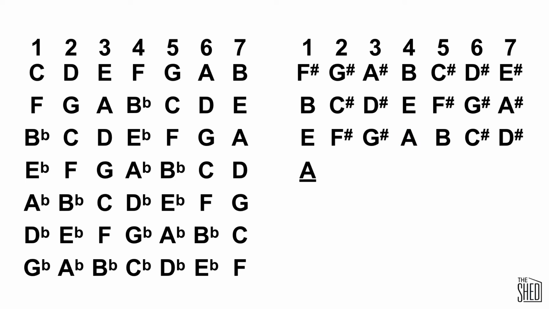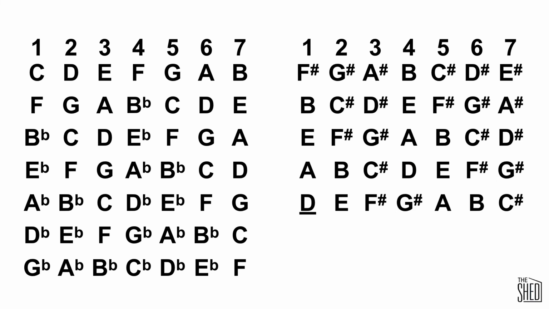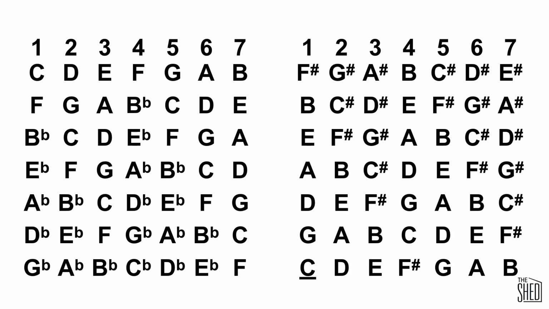Take that note, respell the key of E starting on A. Take the fourth note, lower it a half step. Take that note, take D, respell the key of A starting on D, go to the fourth note, lower it a half step. Take that note, spell the key of D starting on G, go to the fourth scale degree, and lower it a half step. Take that note, bring it down, and now we're back to the key of C with no sharps or flats.